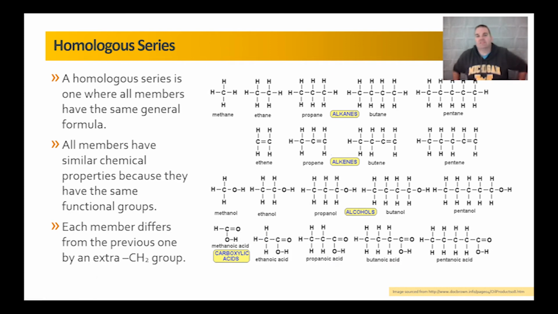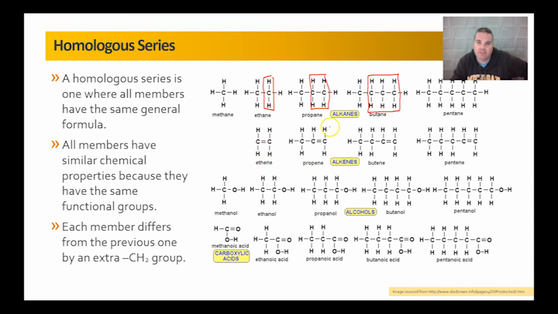A homologous series is, the word homo means same, okay, so a homologous series is one where all members have the same general formula. So what you can see through here with the homologous series is that each time all we're doing is adding in an extra CH2 group. You can see through here as we go through the alkanes, which are the most basic ones, we've increased just by a CH2 each time.